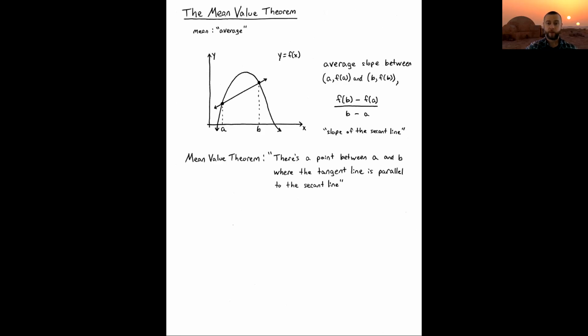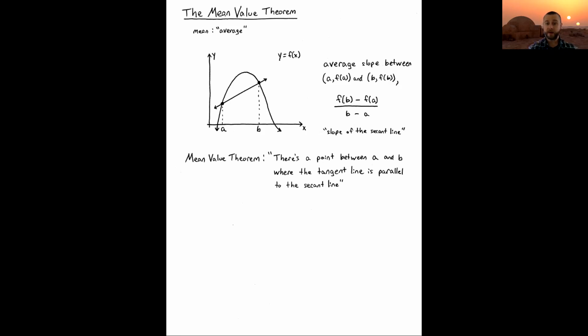All right. Now, what the mean value theorem states in its most basic form is that there is a point somewhere between A and B on this graph where the tangent line is parallel to this secant line. And you might recall from algebra, parallel lines have the same slope.